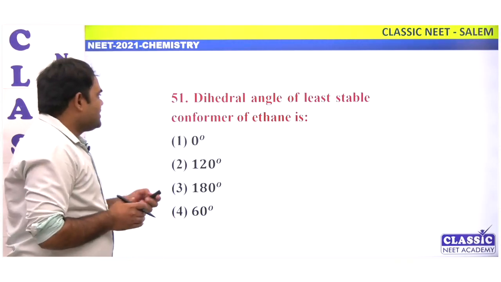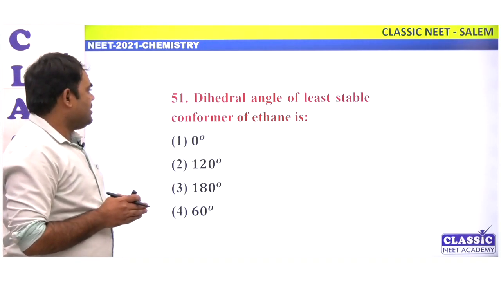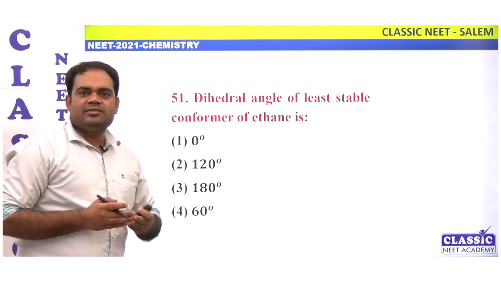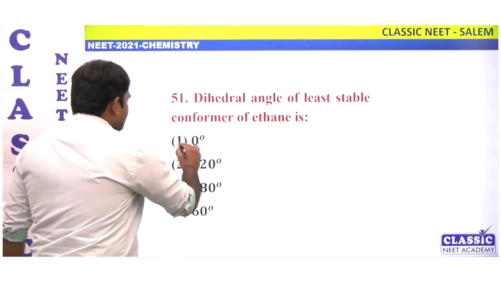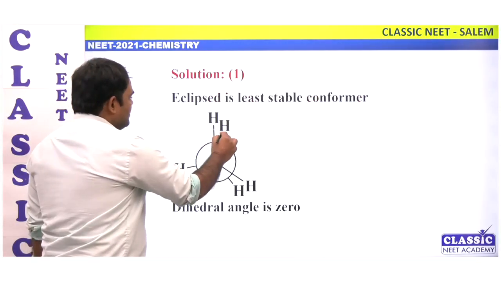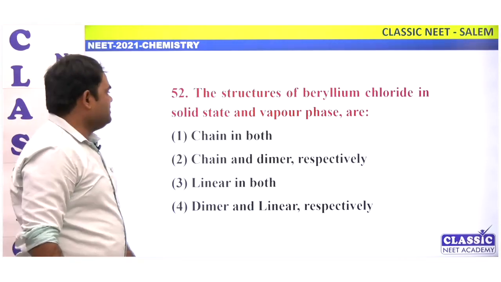So in section A, the first question is given here. The dihedral angle of the least stable conformer of ethane is? That is 0 degrees. You can see here, those are the angles, and in that it is 0 degrees.